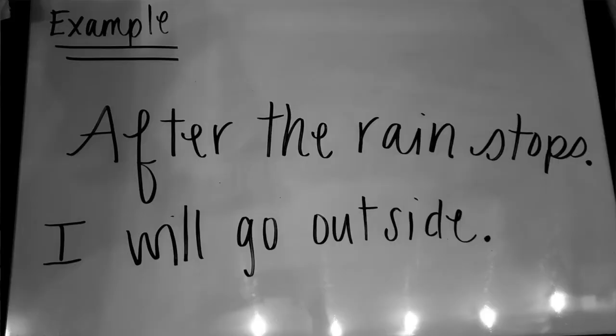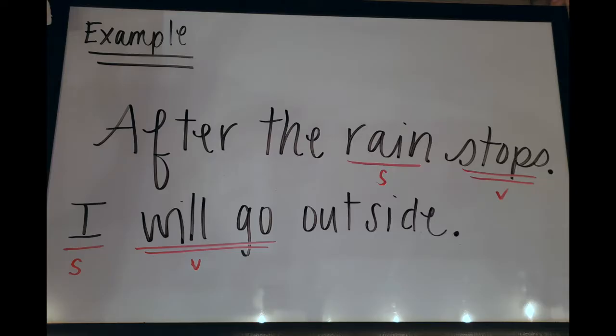So how do I identify an independent versus a dependent clause? Okay, let's go ahead and look at this example right here. After the rain stops, I will go outside. Now, we've got a subject and a verb, right? Rain stops. Do I have another subject and verb unit? I will go, right? So we've got subjects and verbs, meaning immediately it is a clause.